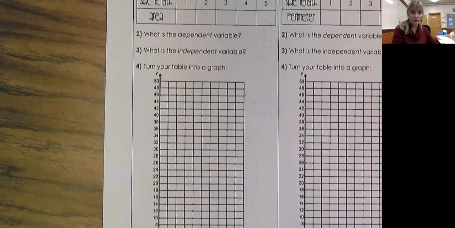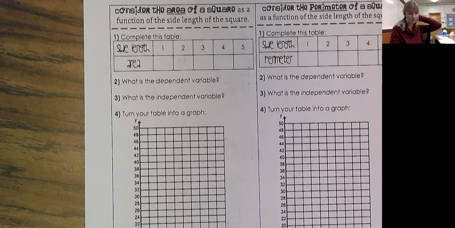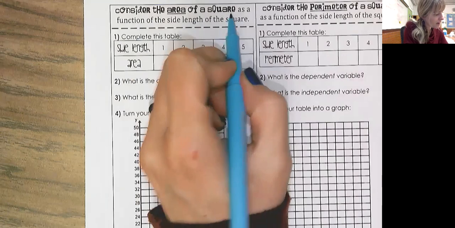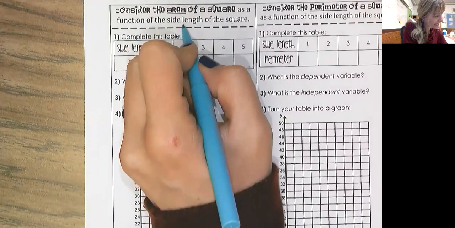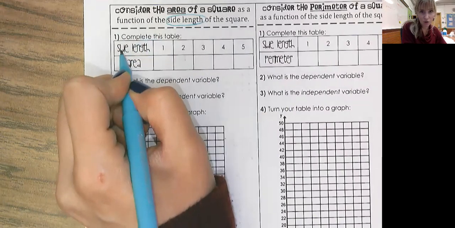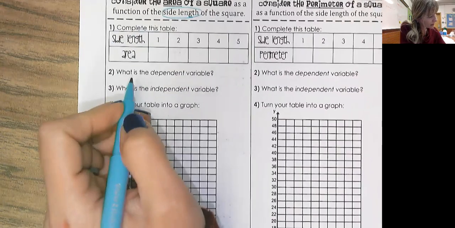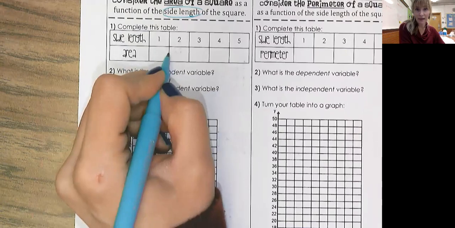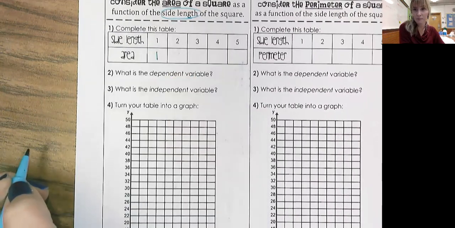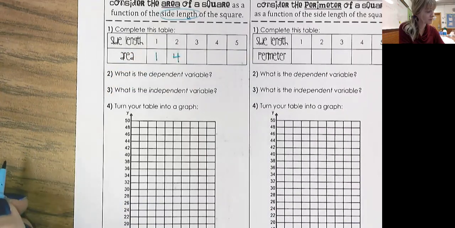But just to make sure we really get this idea of linear versus not linear, sometimes it becomes a lot more clear if we do a couple of examples. Okay, so let's start with consider the area of a square as a function of the side length. Function of, that means side length is input, and it shows you that right here in the table. Input is side length and output is area. If the side length is 1, the area is 1. 1 times 1 is 1. If the side length is 2, the area is 4. 2 times 2 is 4.